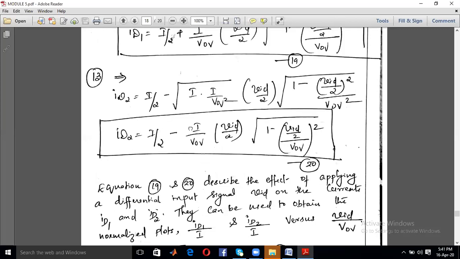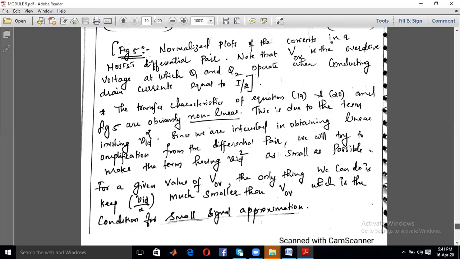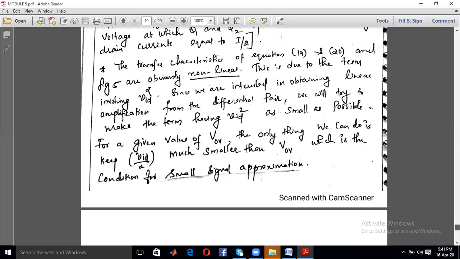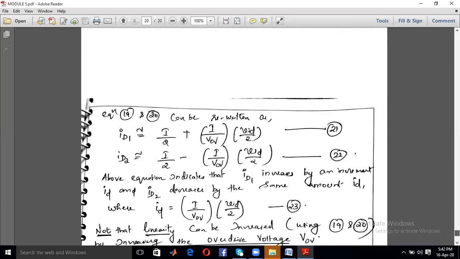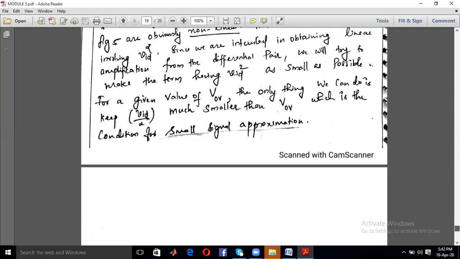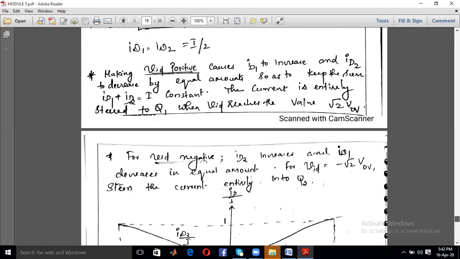Before the small signal approximation, the equations are 19 and 20. Only with respect to 19 and 20 have we drawn this transfer current. And later we concluded with the small signal approximation by taking a higher value of VOV and a lower value of VID by 2 so that it works in a linear manner. Understood? So this is a linear equation that will determine the change in drain current with respect to differential input. This is a little bit long derivation, but it is quite simple.